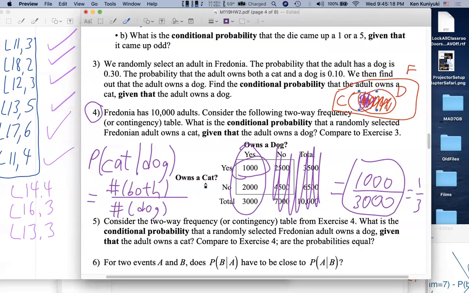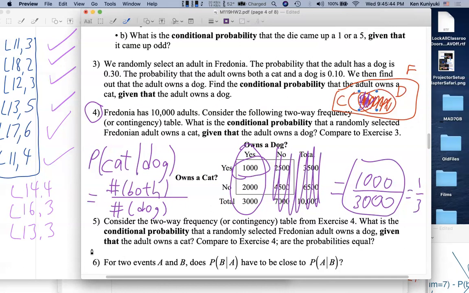Professor, for number 4, you put number of both over number of dog. That would be nice. I mean, if you were to ask me, would I give full credit for answer only? That's possible, but I think it would be nice for you to put some sort of note there. What I'm asking is, I don't understand the correlation between that and the actual numbers, because wouldn't both be 3,000?